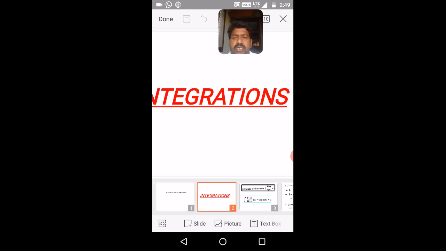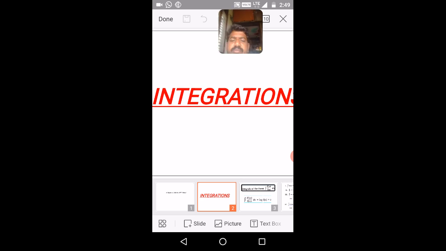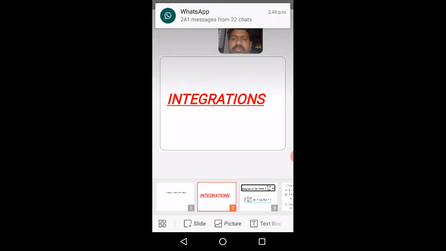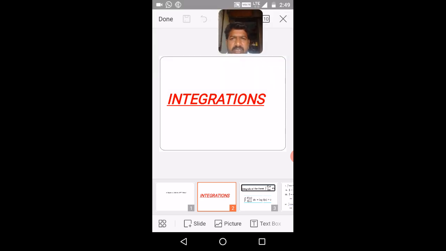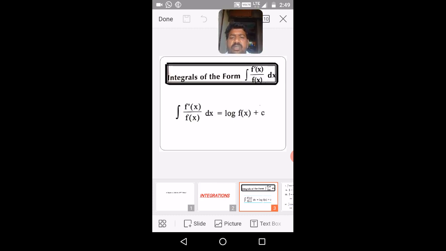Now, as a continuation of that, today we are going to see some more types of examples. Our topic today is integration. This is the third session of this integration part. In this session, the first thing we are going to discuss is integrals of the form integral of f dash x by f of x dx.